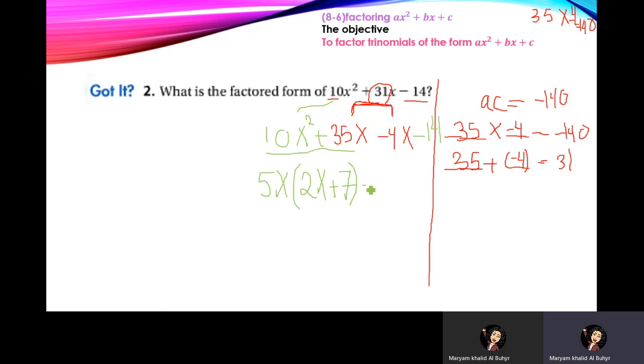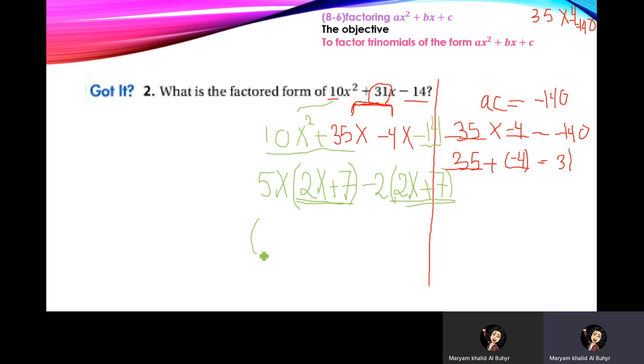Close your parentheses. Now, can I take 4? No, I have to take only 2 from the 4. I will take 2. So what is the remaining inside? If I took 2, the remaining is 2x. And if I took negative 2 from this one, how can I get 14? What is the number when I multiply it by negative 2? I will get negative 14. Plus 7. Be careful with the sign rule. Check. Negative 2 times 2x is negative 4x. Negative 2 times 7 is negative 14. Excellent. These two are exactly the same.